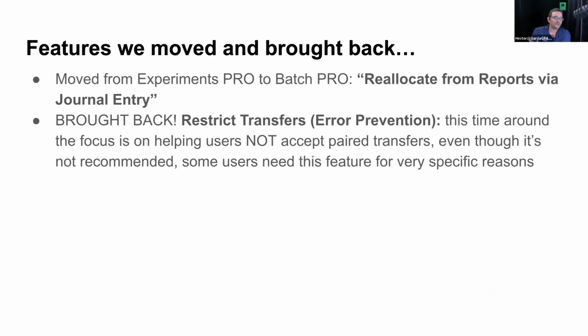There might be an exception to the rule, which is the concept of restrict transfers. But first, a feature that we highlighted last month called reallocate from reports via journal entry has graduated from Experiments to Batch Pro. It's an official feature. We're still adding updates to it, but we think it's stable enough that it's no longer an experiment. This is probably one of the most powerful features that we've added in a long time. Maybe 1% of RightTool users will use it, but for that 1%, it could mean 10, 20, 30 hours of savings per month. We're already getting emails and DMs from people literally saying, you saved me 20 hours, you saved me 30 hours with this feature.